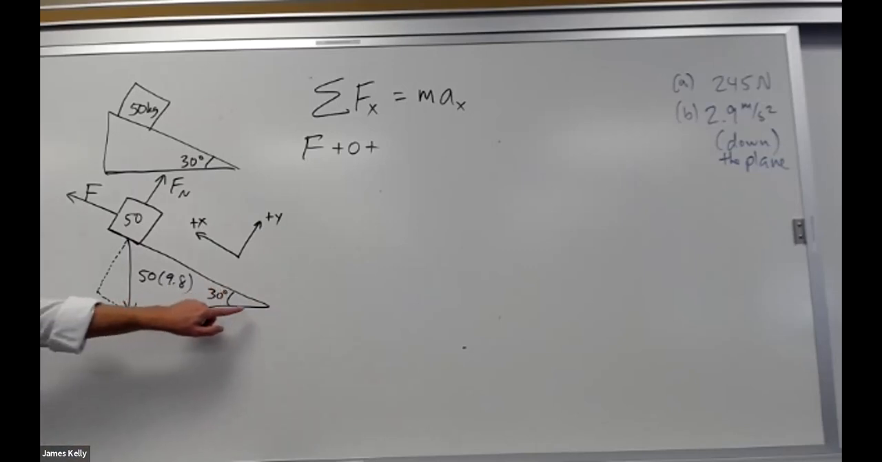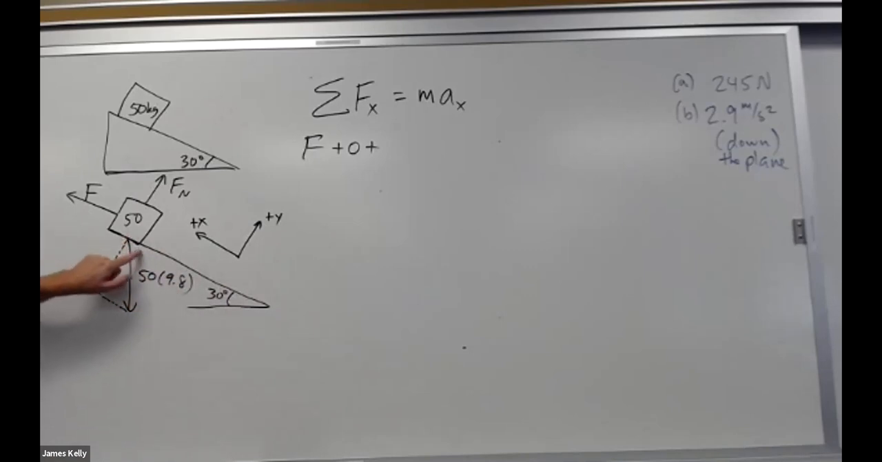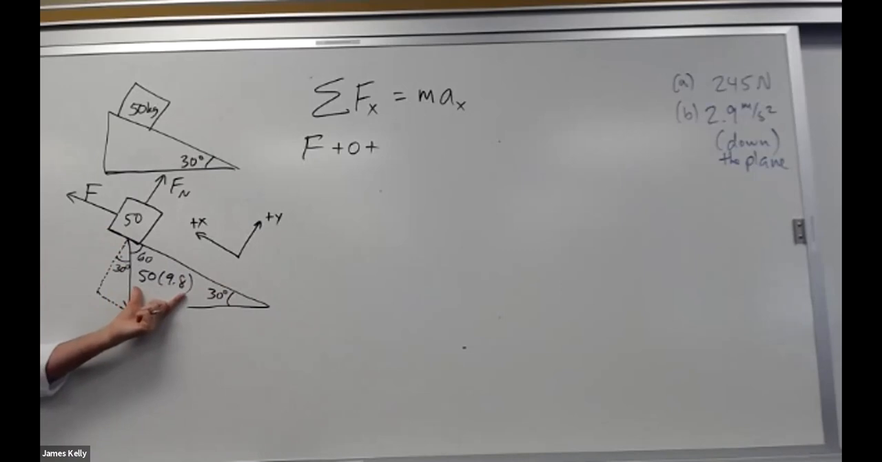If I've made a right triangle here, this one's 90 degrees, so these two have to add up to 90 degrees. That means this angle is 60 degrees up there. These two also form a right angle, so these two have to add up to 90 degrees. If this one's 60 here, then this angle here is 30 degrees. I've made a bit of a mess of my diagram here, but the length of this vector is 50 times 9.8. That's the hypotenuse of the right triangle I've created.